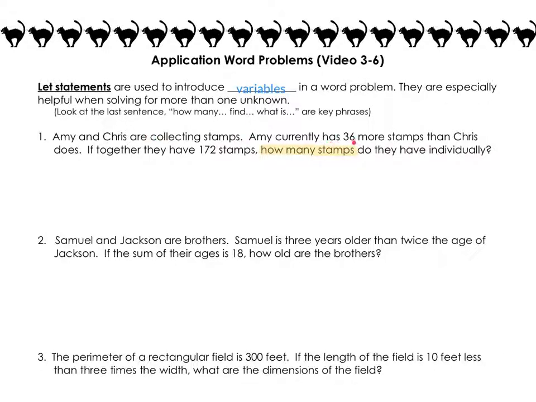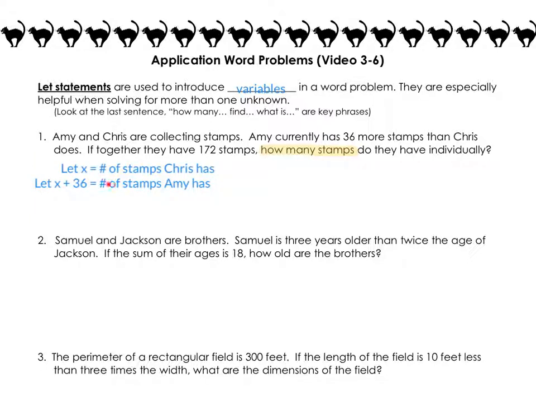So we know that Amy has 36 more than Chris. Do we know how many Chris has? No, so that means that he's our first let statement. Let x equal the number of stamps that Chris has, because we don't know anything about his number of stamps. As far as Amy's stamps, we know that she has 36 more than Chris. So Chris has x, that means Amy has 36 more than that, which means x plus 36.